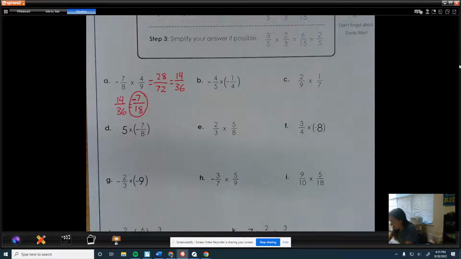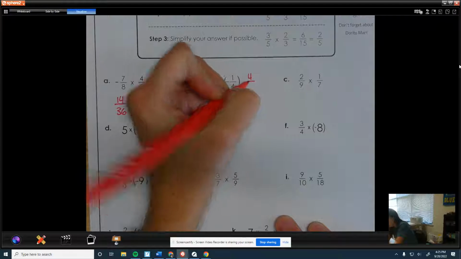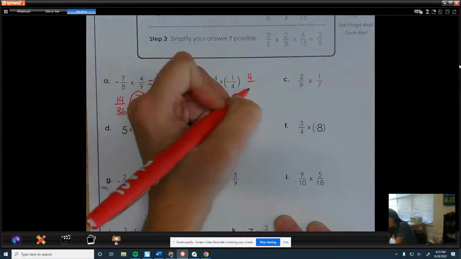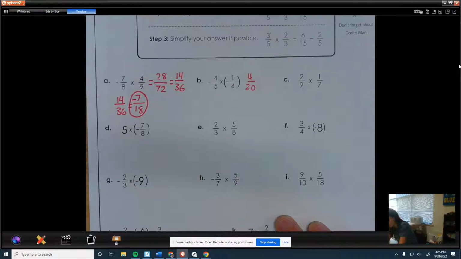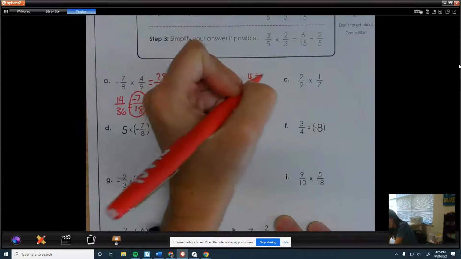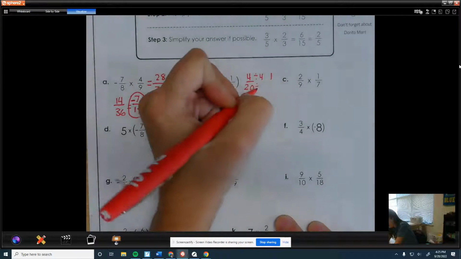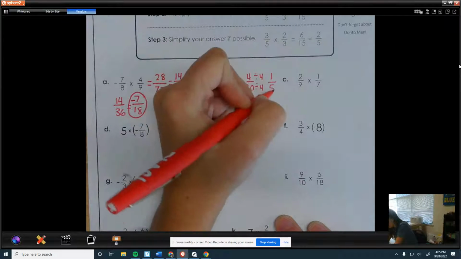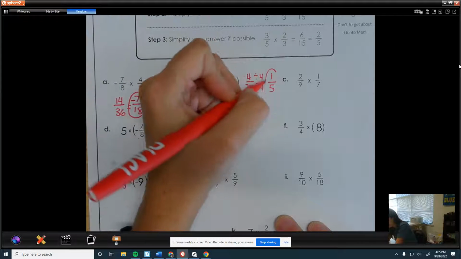All right, next one, straight across. 4 times 1 is 4. 5 times 4 is 20. And those are both divisible by 4. So that will just be 1/5. And it's a negative times a negative, so it's positive.